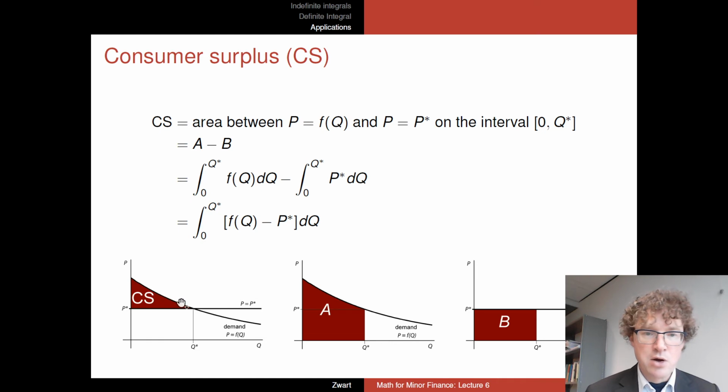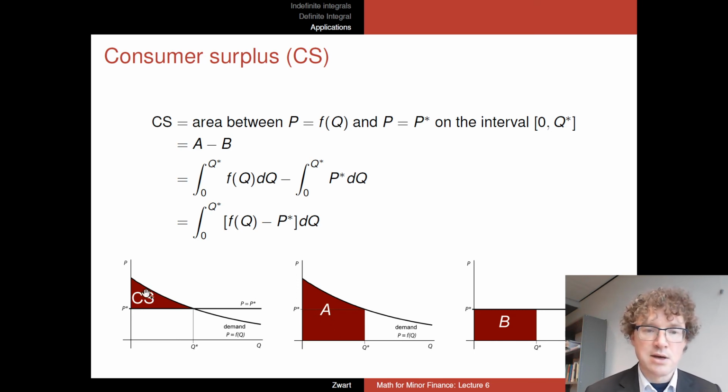It's the area below the demand curve, so below this function F of Q, but above the line P star. Well, we know how to compute areas below a curve, right? But by saying the area below a curve, we mean the entire area below a curve. So you would know how to compute this area A, because this area A is just going to be the area below the demand curve F of Q between the boundaries Q equals 0 and Q equals the equilibrium quantity Q star. So you can compute A, but then we have too much.